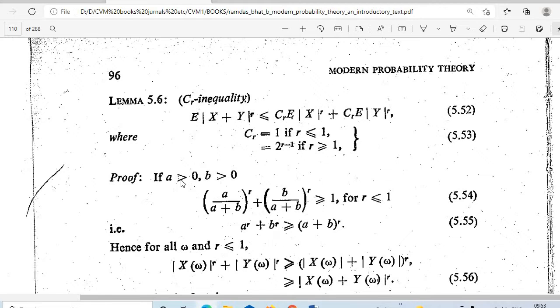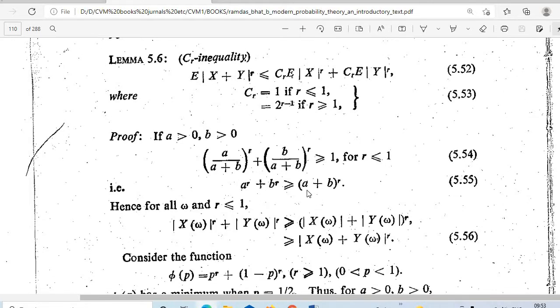Suppose a and b are two positive numbers. Clearly, a by a plus b raised to r will be a positive number, and b by a plus b raised to r will also be a positive number, and the sum of these two terms will be greater than or equal to 1, by a mathematical inequality. From this you can take the denominator a plus b raised to r to the right side, so you will get a raised to r plus b raised to r greater than or equal to a plus b raised to r.